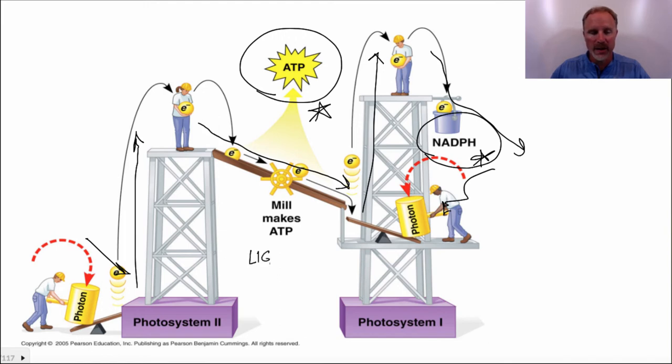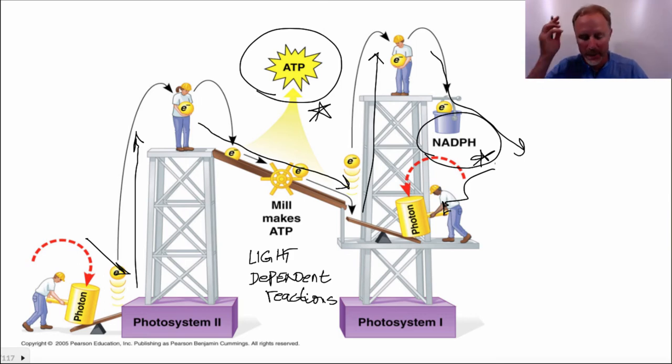So these are the light dependent reactions, and it's going to funnel those into the Calvin cycle. So the NADPH and the ATP will head to the Calvin cycle.